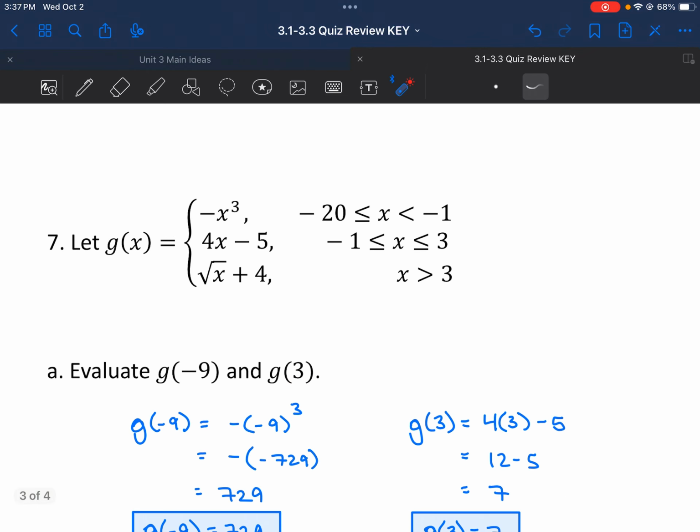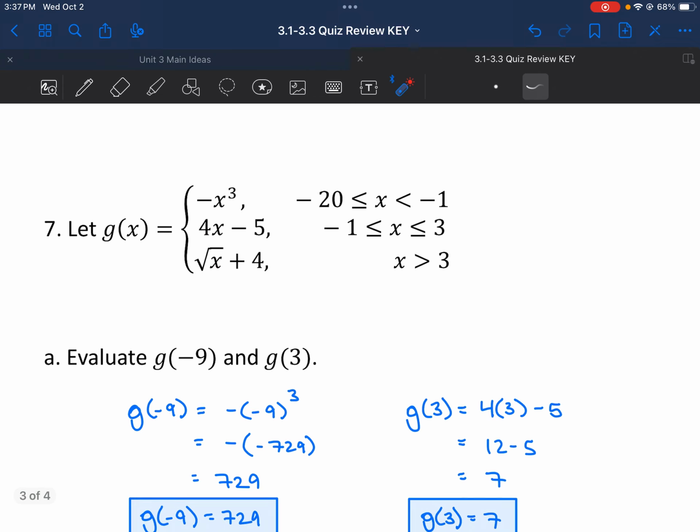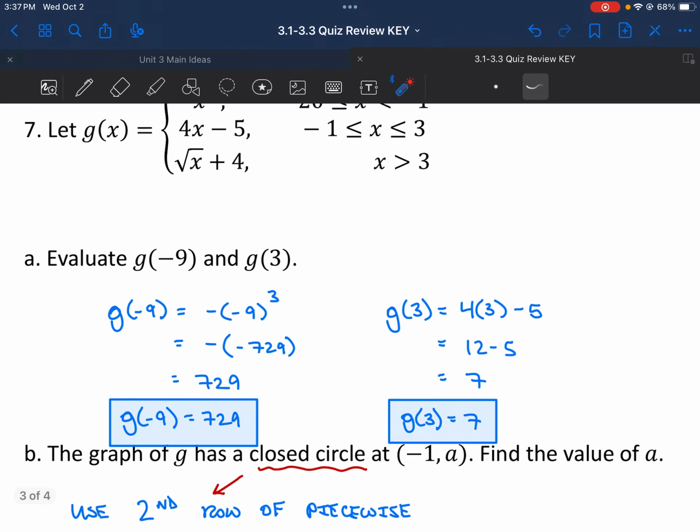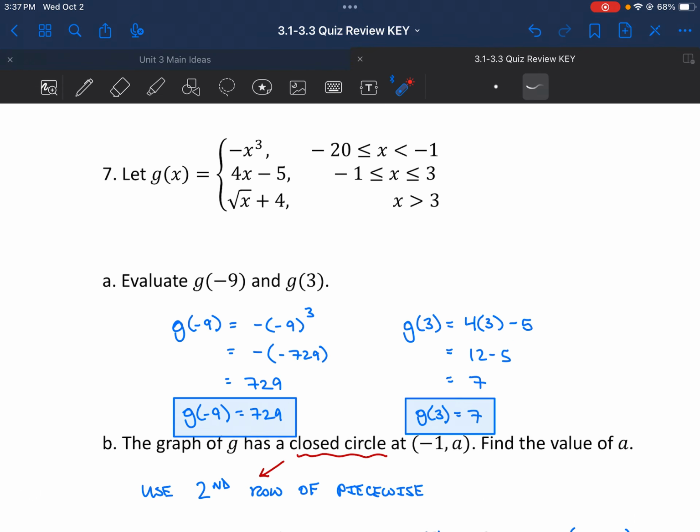For g of 3, here's where you have to be a little bit careful sometimes. We see a 3 here, we see a 3 here. This one is less than or equal to 3. So because of the or equal to sign, we must use this function because 3 actually belongs to this interval. So we use 4x minus 5, we just plug in 3 for x. 4 times 3 minus 5, that's 12 minus 5, that'll give us 7. So g of 3 equals 7.